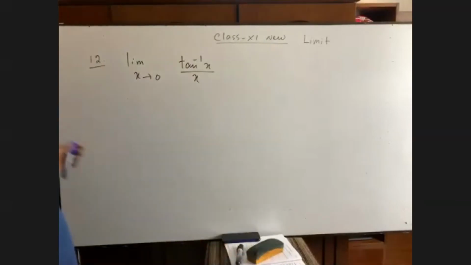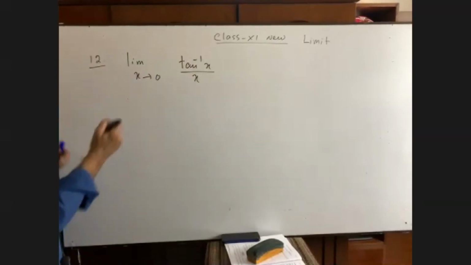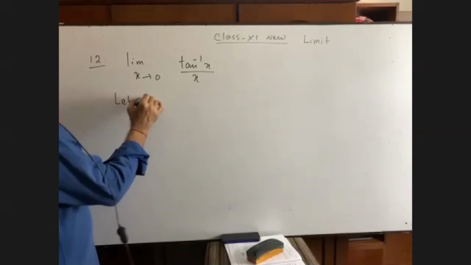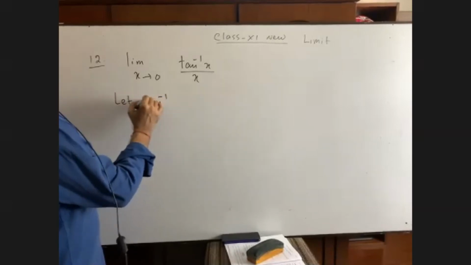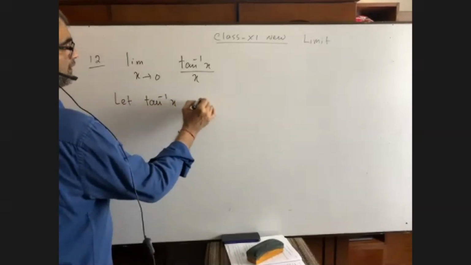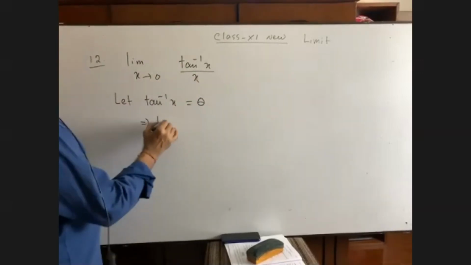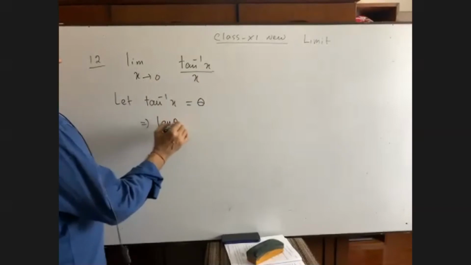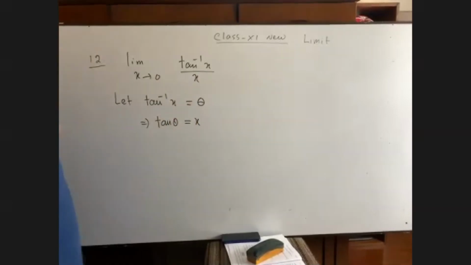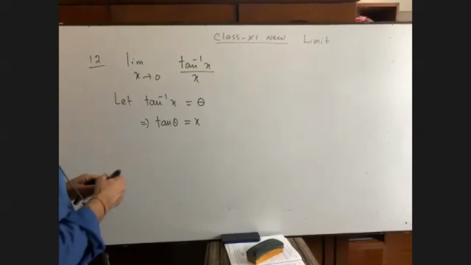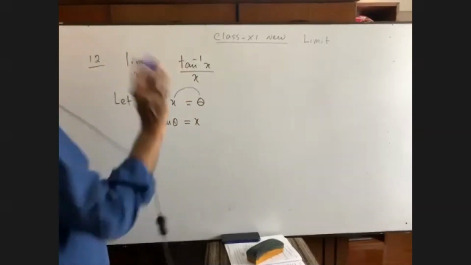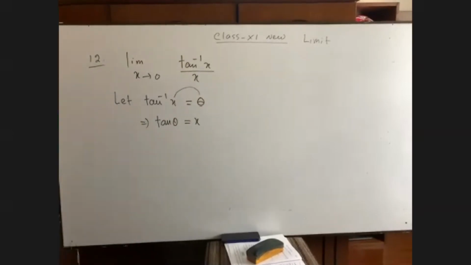You see, what is that? At first, write down let tan inverse x equal to theta. Then what should be written? Tan theta is equal to x. Talk to me. Yes, sir. It is nothing. What will you do? You will just exchange this. Nothing else. And the inverse won't be there.